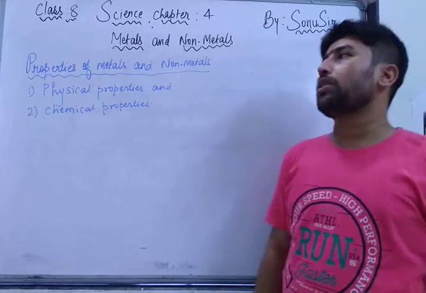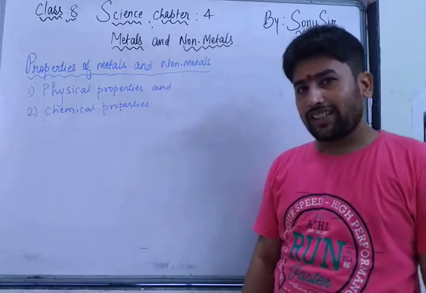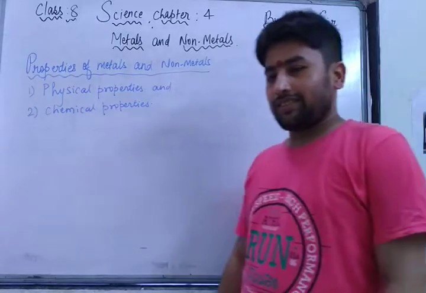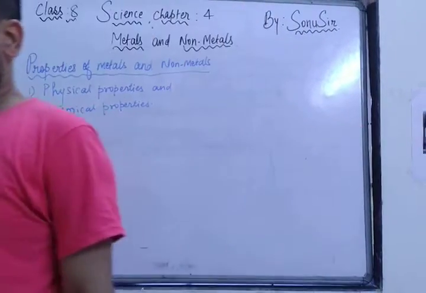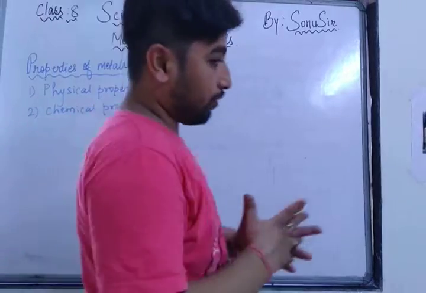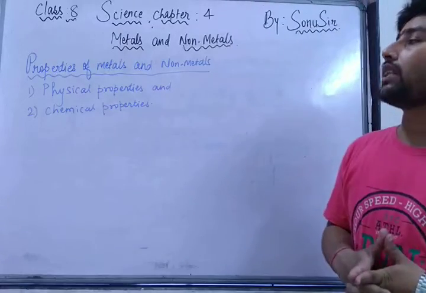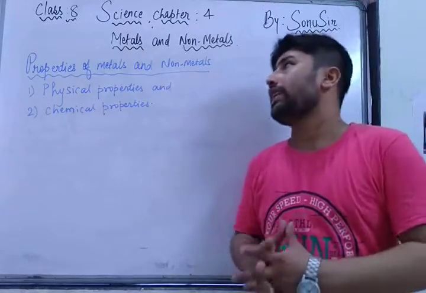Have you remembered what was the ore of aluminium? Bauxite, right? Yes, the aluminium ore name was bauxite. The chemical formula was Al2O3 into 2H2O. You have to remember this chemical formula. Today we are going to discuss the properties of metals and nonmetals.